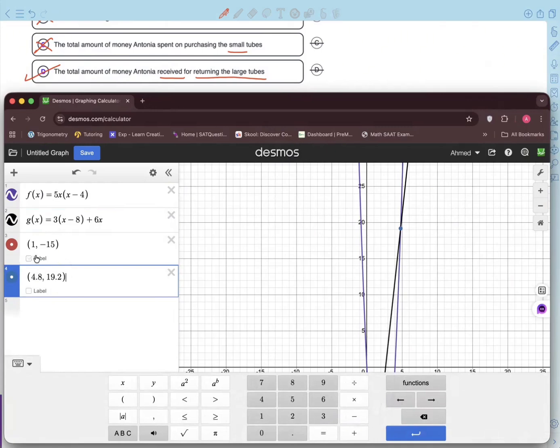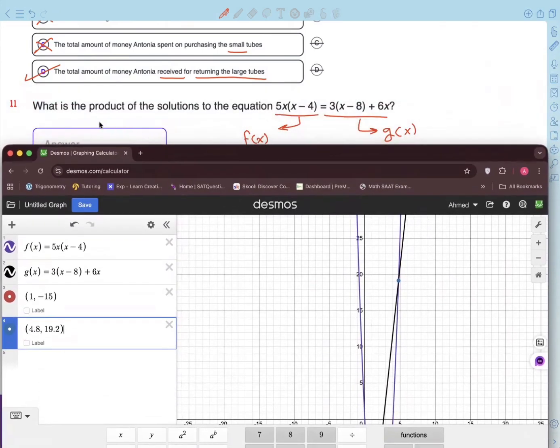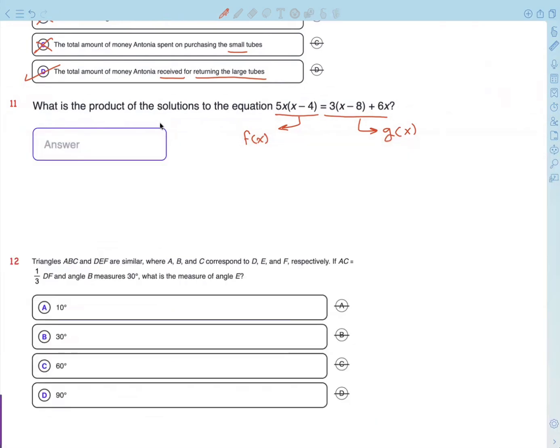So you just multiply if you want to find the product, and you add if you want to find the sum. We want to find the product, so it's 1 times 4.8, so the answer is 4.8. Check the x coordinate for both points, 1 and 4.8, just multiply them to find the product. So the answer here is 4.8. It's a very easy question. Using Desmos will save a lot of time.